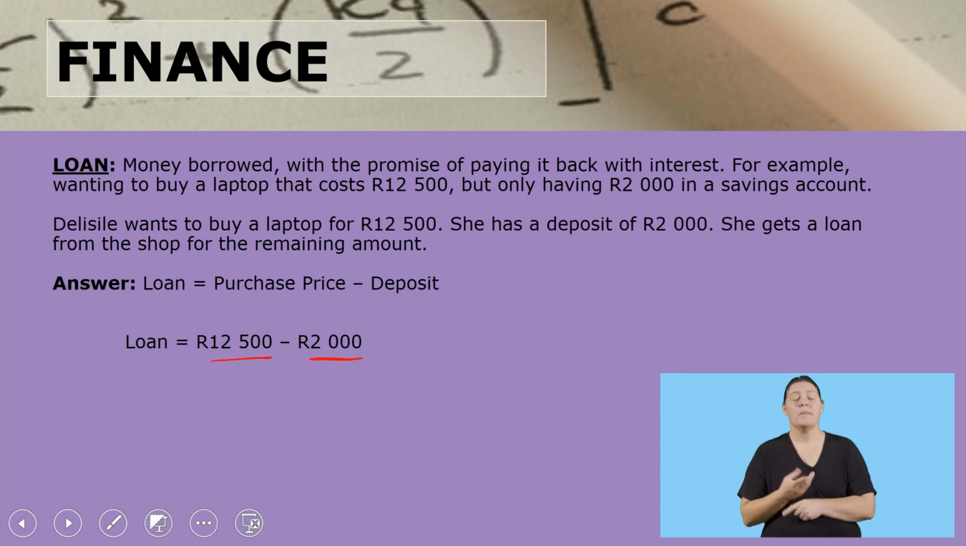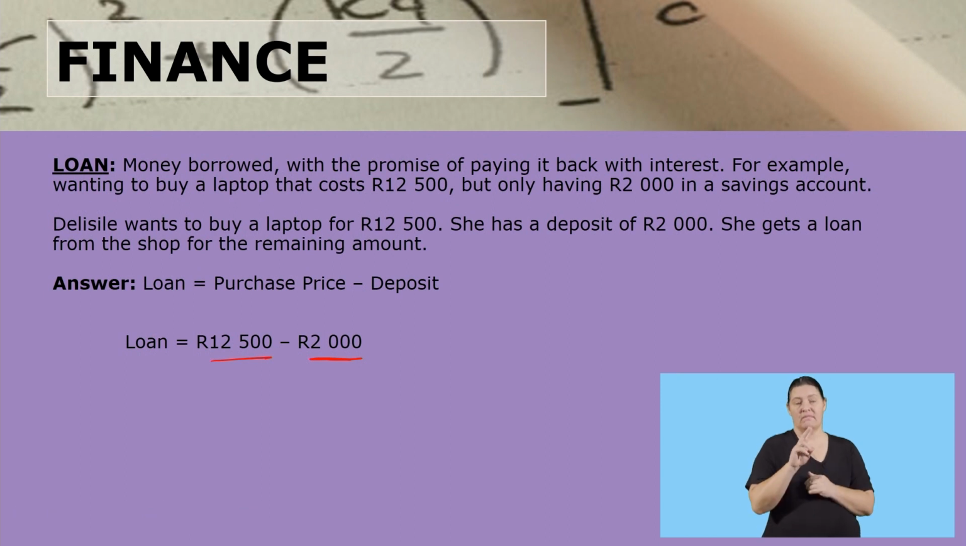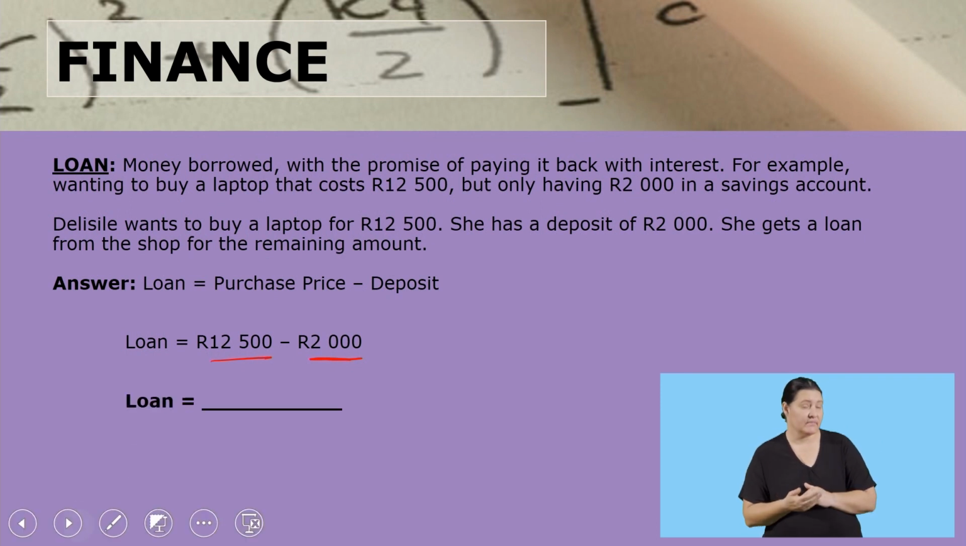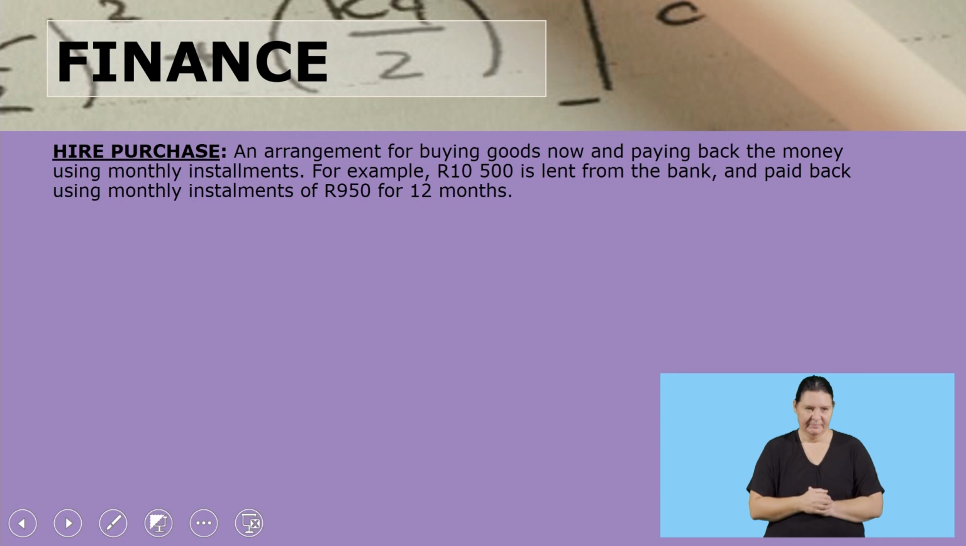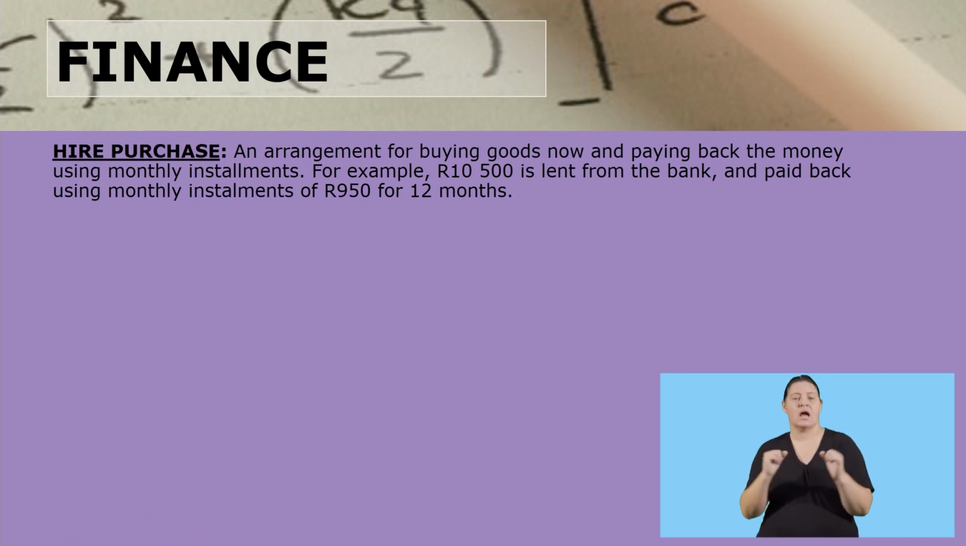We are going to subtract 2,000 rand from 12,500 rands. And how much is that going to be? This means that our loan amount is going to be 10,500 rand. So this is the money that Delisile is going to borrow from the shop. But now when you borrow money from the shop, you have to make an agreement for paying back that money. And that's where we get to hire purchase.